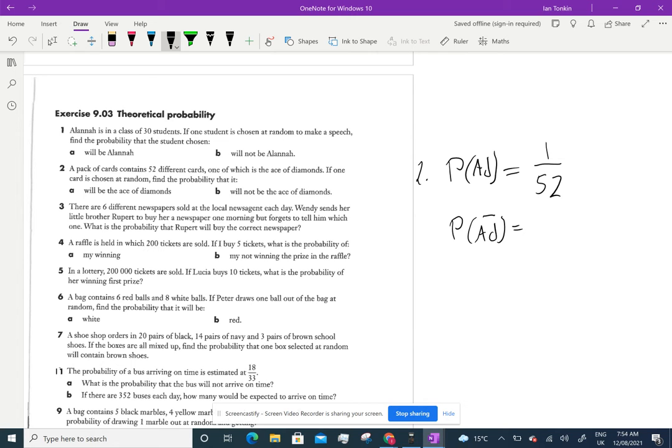Now you don't have to say 1 minus 1 on 52. You can just say 51 on 52 if you do that in your head, but be careful with ones that happen later.